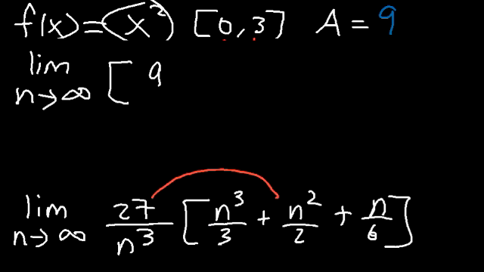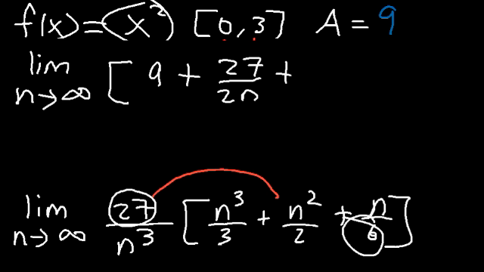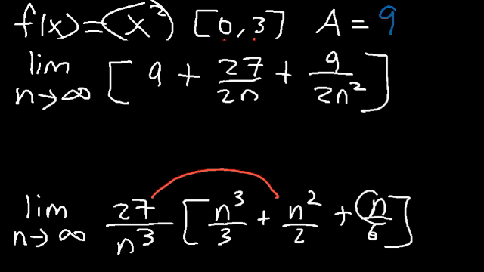Now let's put these two together. So that's going to be 27 divided by 2n. You can cancel 2 of the n values, so leaving 1 on the bottom. n squared divided by n cubed is 1 over n. Plus 27 over 6 reduces to 9 over 2 if you divide both numbers by 3. So it's going to be 9 over 2n squared. n divided by n to the third is 1 over n squared.